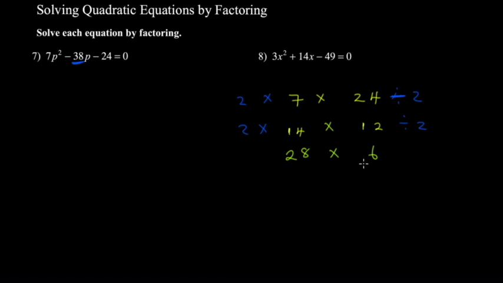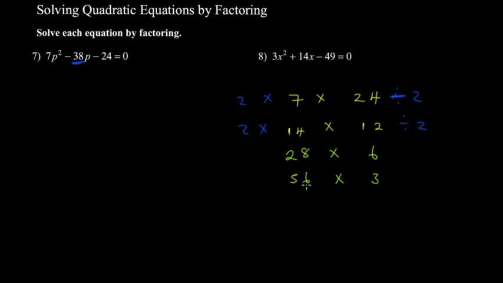So 28 and 6, there's no way we can get negative 38, so we have to continue. This time we're going to divide by 2. If we divide this one by 2, we get 3, and if we multiply this one by 2, we get 56. So this one we are actually spreading out. This one won't give us any answer in any way.